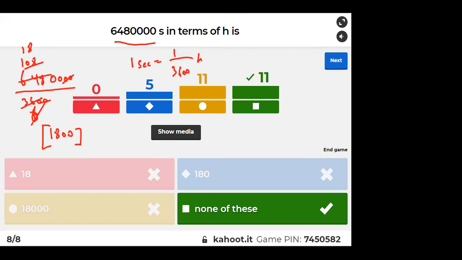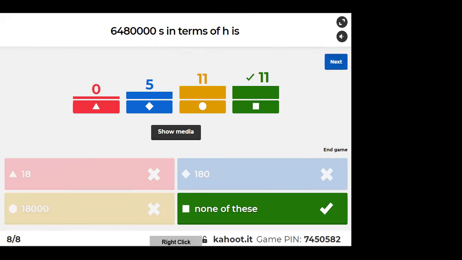Yes, Ananya, because the network was disconnected, and that's why. Anyways, this is the last question. The answer was 1800, right? The answer was 1800. That's why it is none of these. Okay. Let us see the podium.